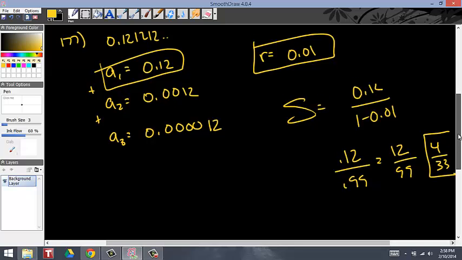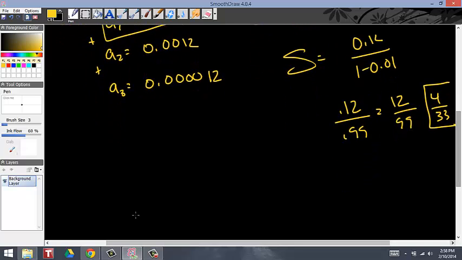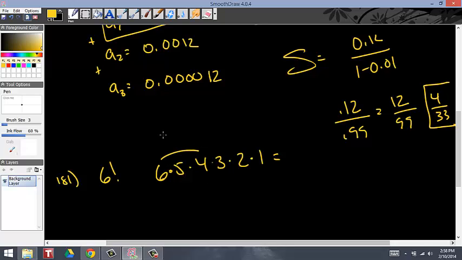181. Six! What the heck? Right? No. This is actually 6 times 5 times 4 times 3 times 2 times 1. What is 6 factorial? People have calculators. 30 times 4, that's 120 times 3. That is 360. 720? Look at that. I'm smart. I can do that without a calculator.